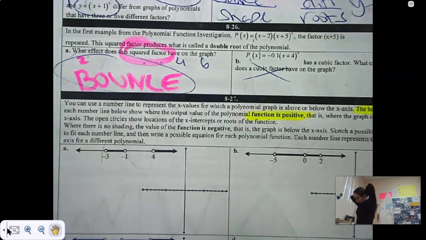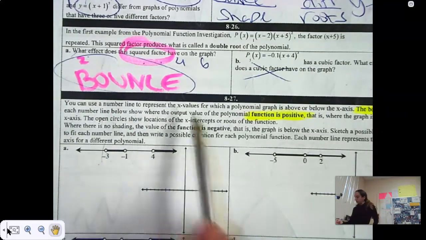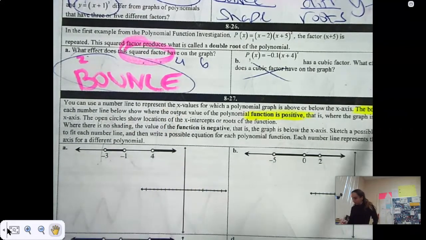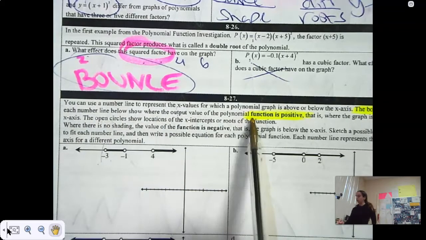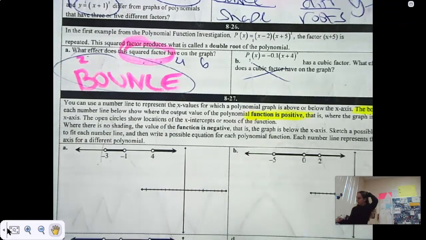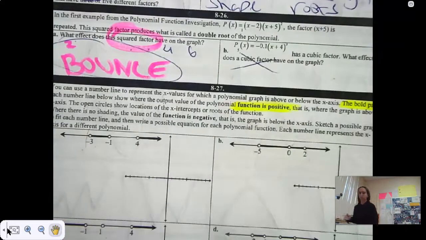All right, so now it's saying you can use a number line to represent the x values. The bold parts of the line below show where the output of the function is positive. Okay, so if I have an x-axis, I think I'm going to wait till the next video on this one, actually.